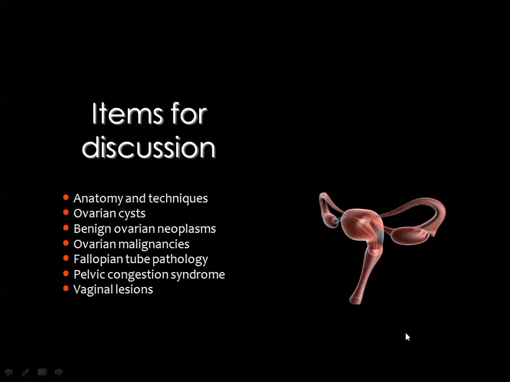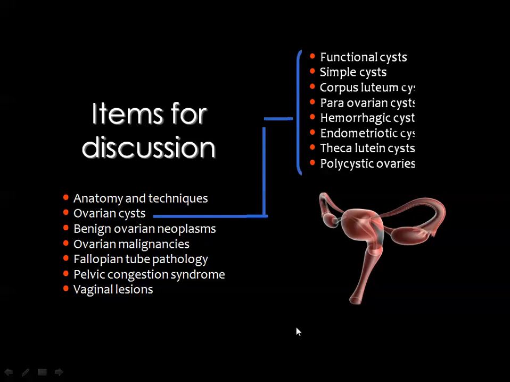Then these are the topics we'd like to handle in these coming two lectures: the anatomy and techniques, ovarian cysts, benign ovarian neoplasms, malignancies, fallopian tube pathology, pelvic congestion syndrome, and finally the vaginal pathology. The ovarian cysts are too many, and we are going to discuss the functional cysts, the simple ovarian cysts, the corpus luteum cysts, para-ovarian cysts, hemorrhagic and endometriotic cysts, thecal lutein cysts, and polycystic ovary syndrome.